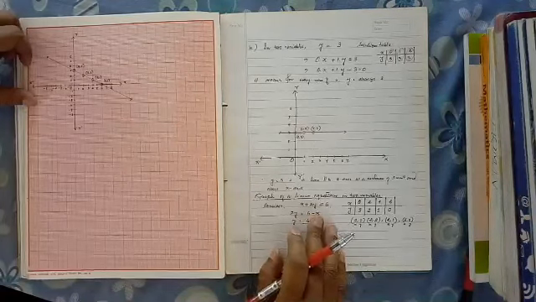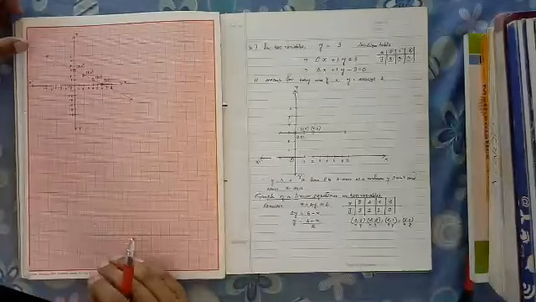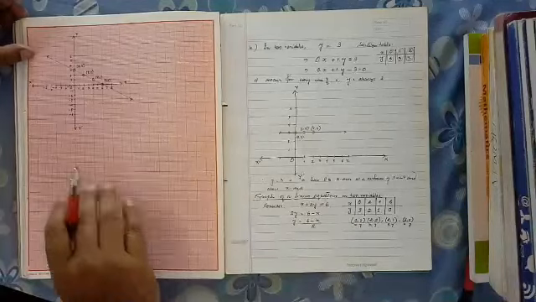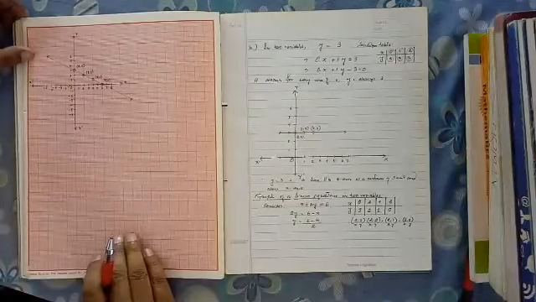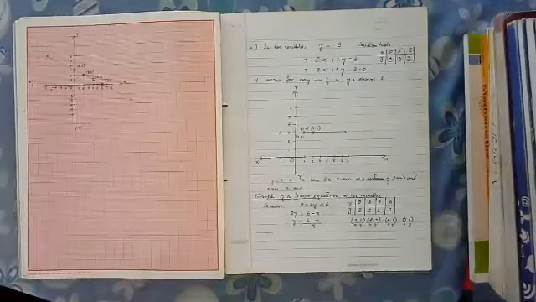So through different steps, step by step, you have to plot the points on the Cartesian frame to get the graph of the line. This much for today.